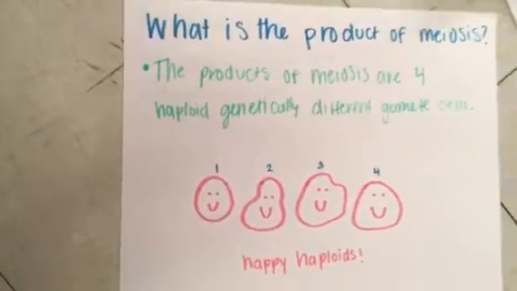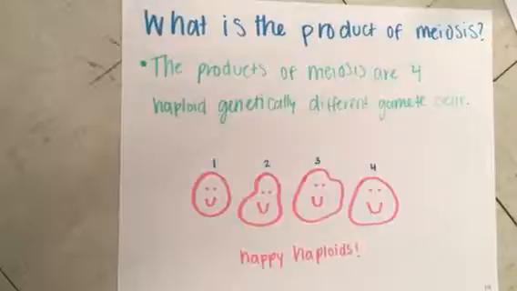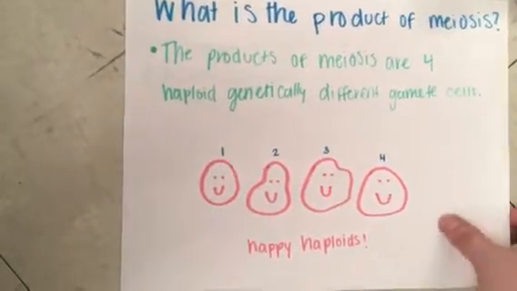What is the product of meiosis? The products of meiosis are 4 haploid genetically different gamete cells. And there's 4 of them.